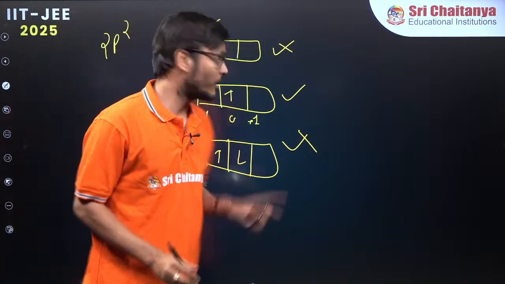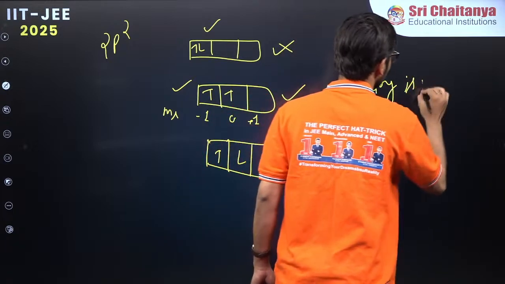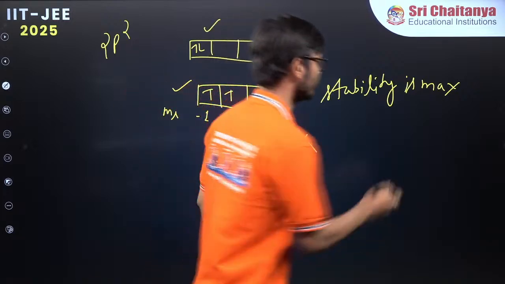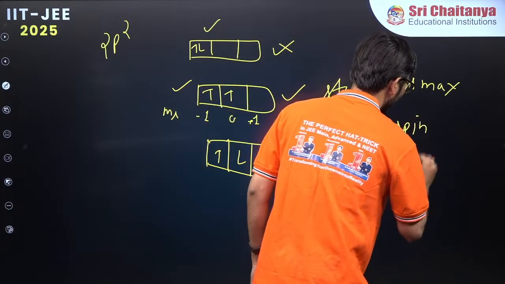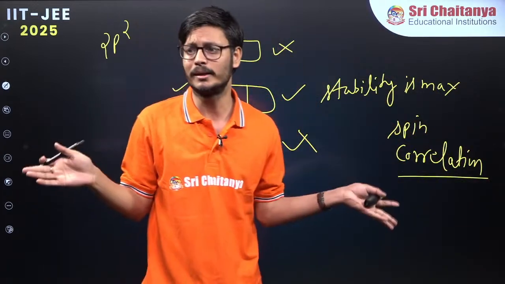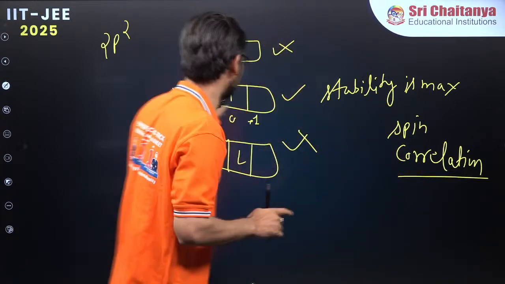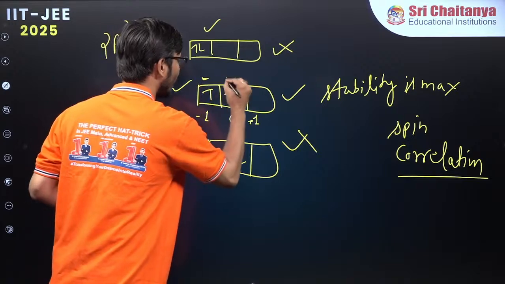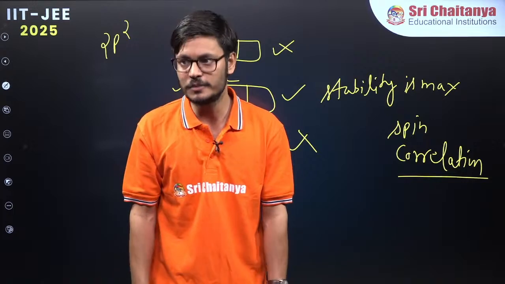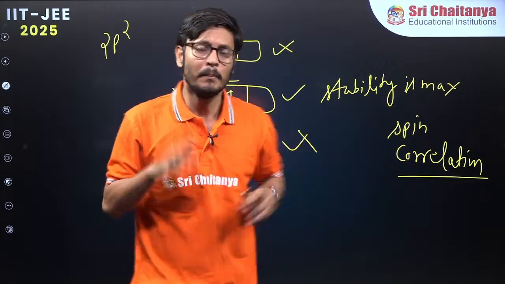Because in this case stability is maximum. Actually, there is a concept in quantum mechanics which is called spin correlation. We are not going into quantum mechanics anyway, but there is a term called spin correlation. If the unpaired electrons are having parallel spin, they are more stable. Why are they more stable? Right now I don't have time. I don't want to go into that, but they'll be more stable.